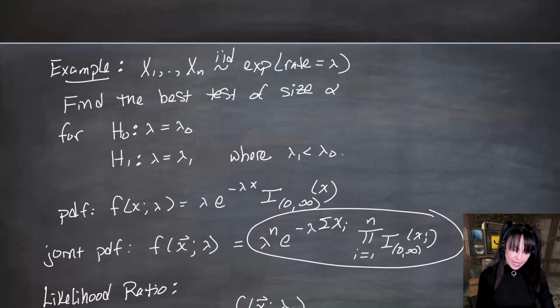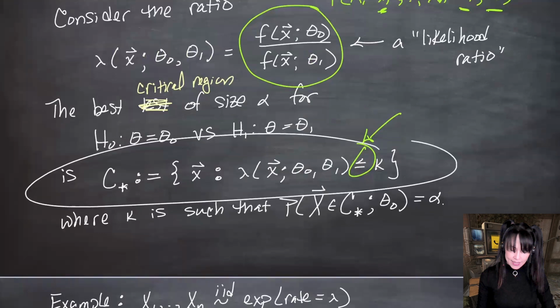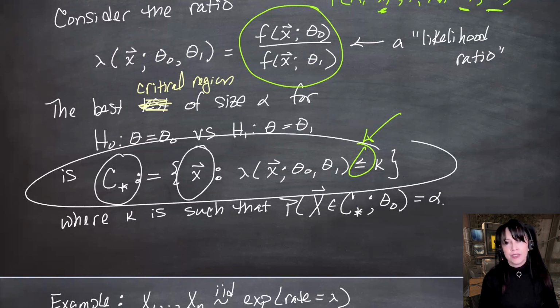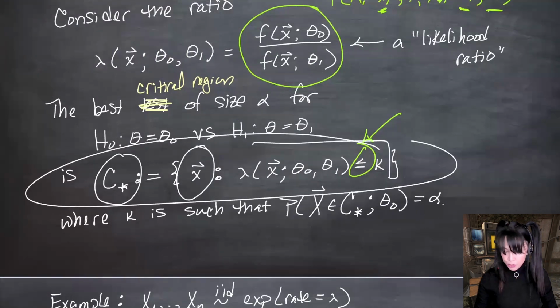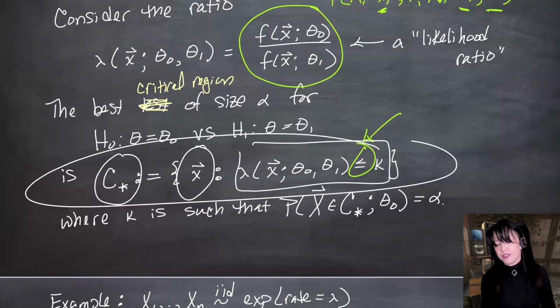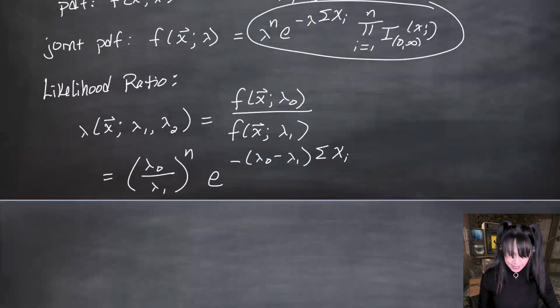So forget the fact that we had this whole set thing. This gives us the way to define points in the critical region. But this is the rule for being in the critical region. So let's just look at that.